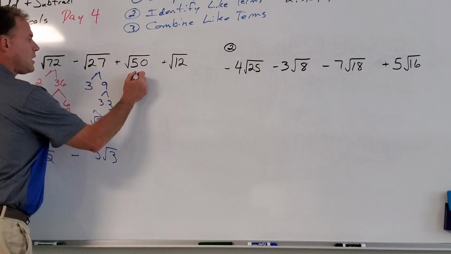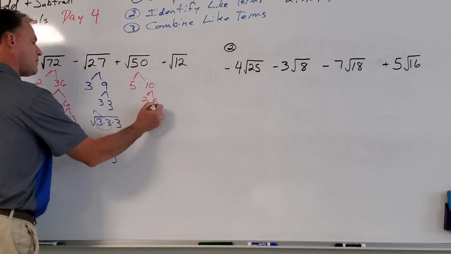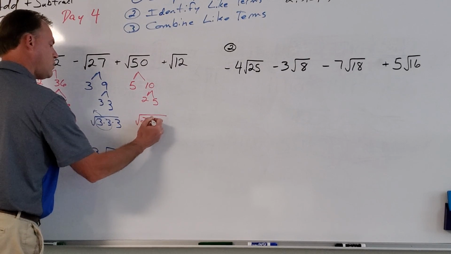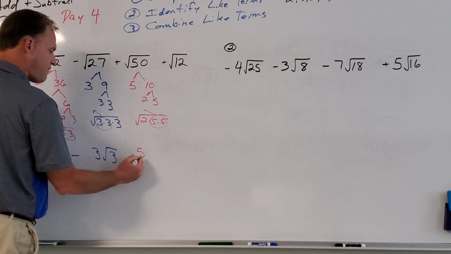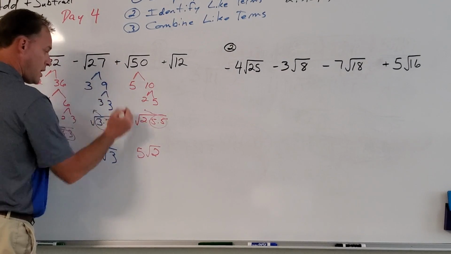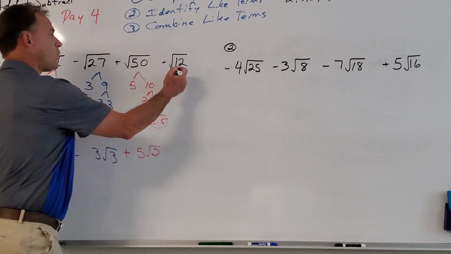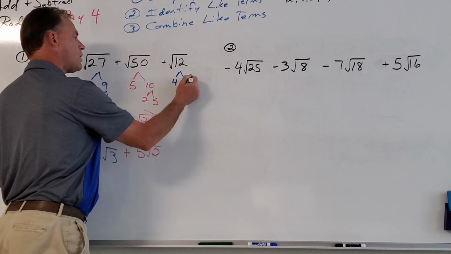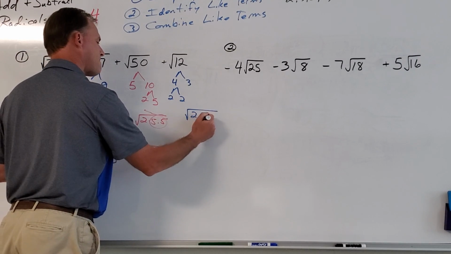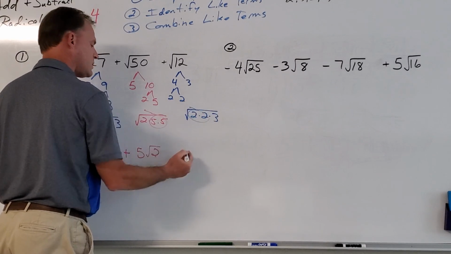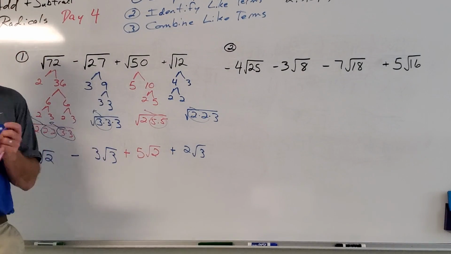Here we go, 50. 50 is 5 times 10. 10 is 2 times 5. So it's 2, 5, and 5. So that is 5 root 2, and it has a plus sign. 12. 4 times 3, 2 times 2. Take the 2's out, and it has a plus sign.